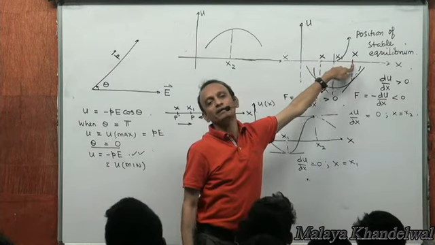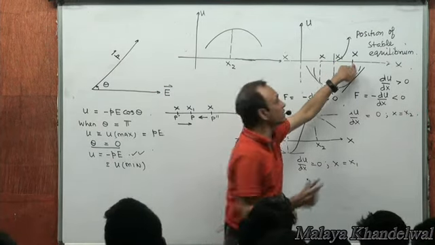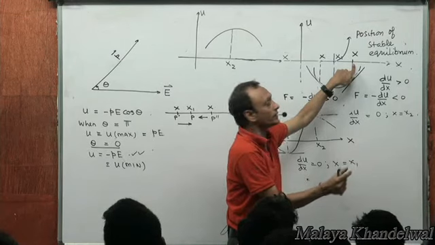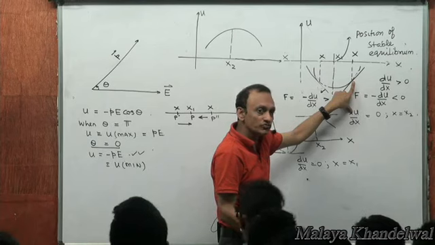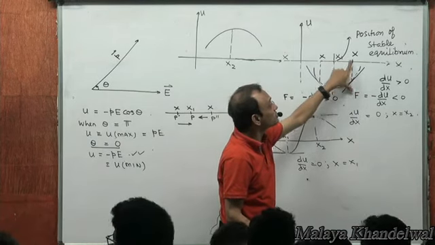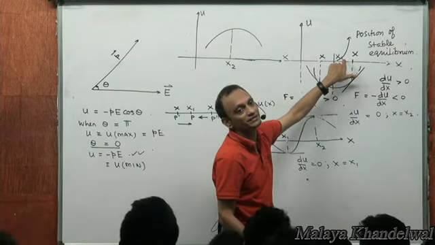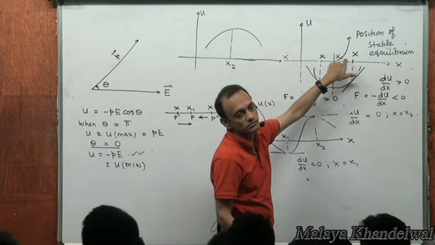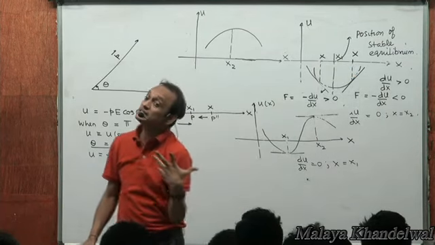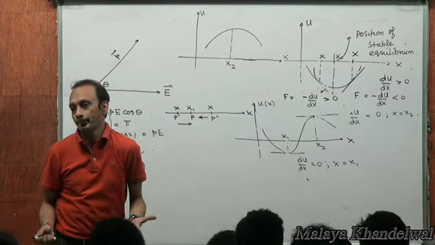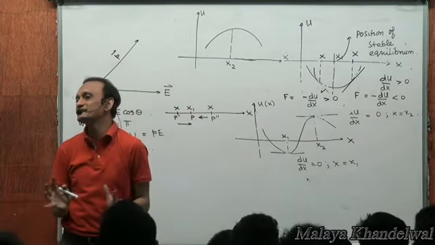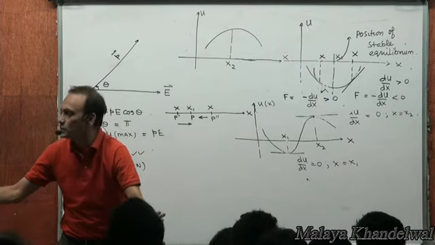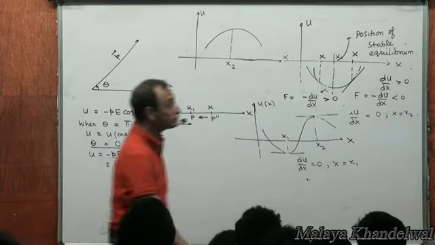Similarly, you can look at what happens when I shift it slightly to the right of x1. Du dx will be positive. Minus du dx, which is the force, then will be negative. If the force at x is negative, it will bring the particle back to x1. It's stable equilibrium. So lowest potential energy states are states of stable equilibrium, right?